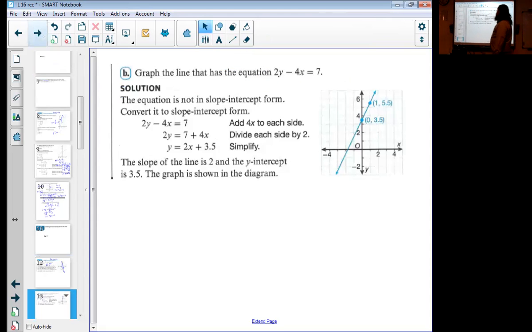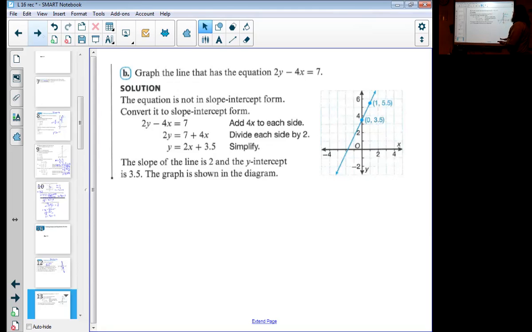So now we look at this one. It says graph the line that has the equation 2y minus 4x is equal to 7. So this is close to standard form. I don't know why it's called standard form because it's not really the way you see most lines done, and standard means it's the way you see it the most often. But you don't really see equations in standard form, but it's just what it's called. So here it should be 4x minus 2y is equal to negative 7, but that is not something we need.